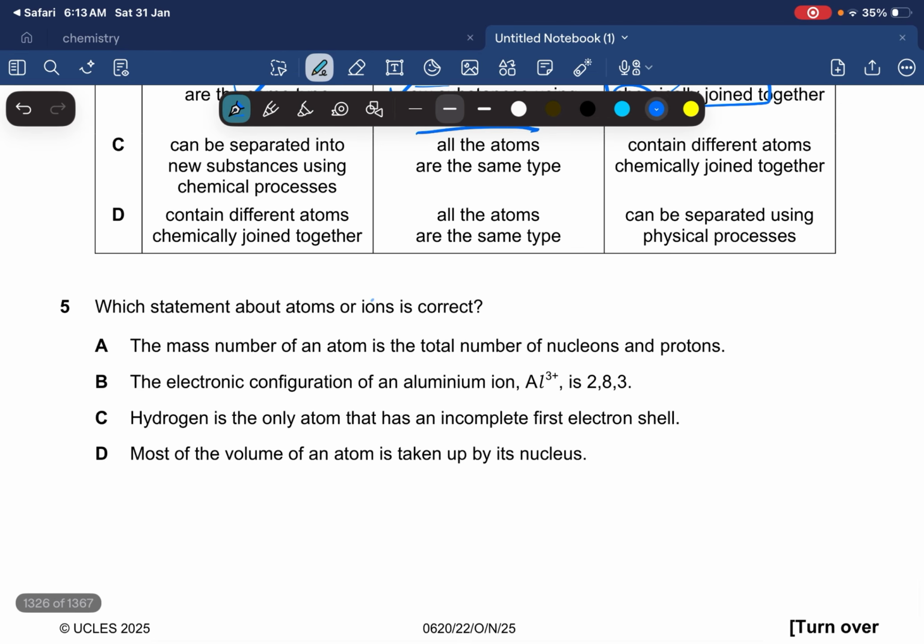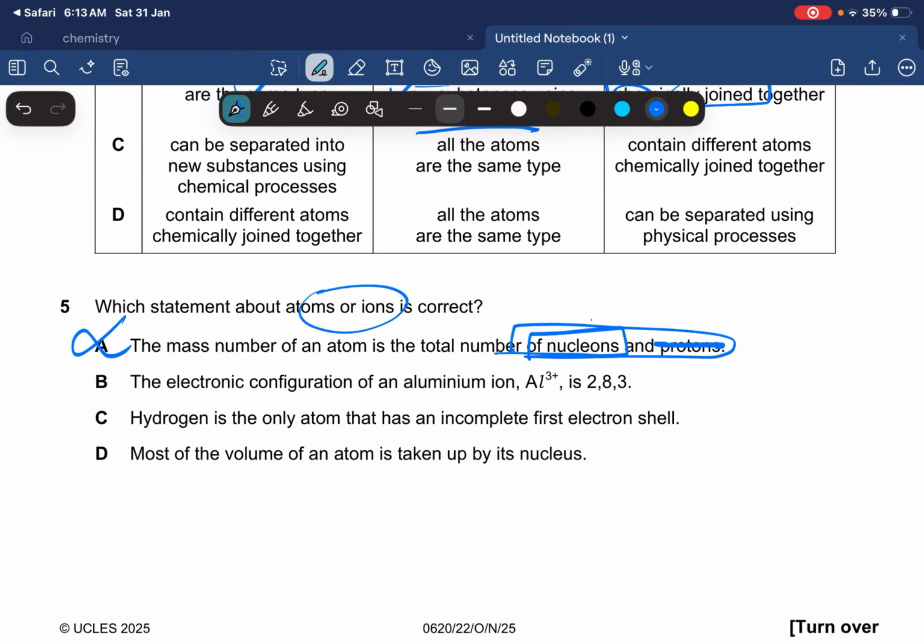Which statements about atoms or ions are correct? You know, atoms have a fixed number of electrons and protons, but in ions, the electron number can change, right? The mass number of an atom is the total number of nucleons and protons. No, it's the total number of nucleons only.